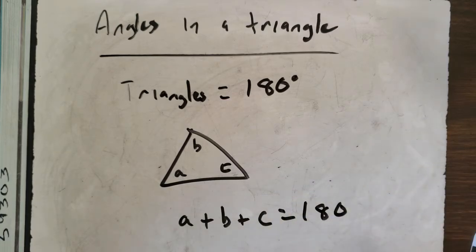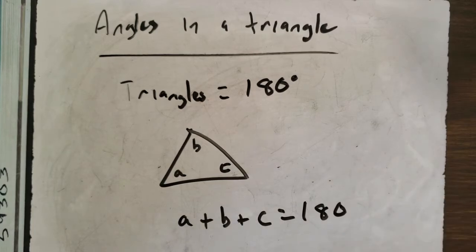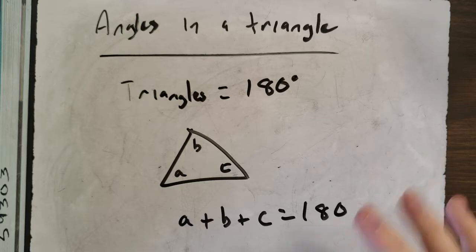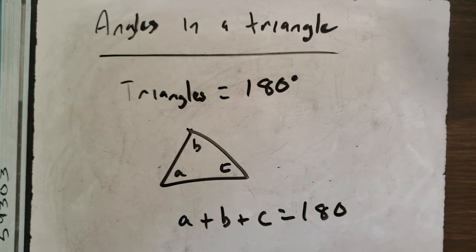That's rule number one, and the main rule for all of this is 180 degrees. If you can remember 180 degrees, it'll make things a lot easier. So that's rule number one. Triangles add up to 180 degrees.